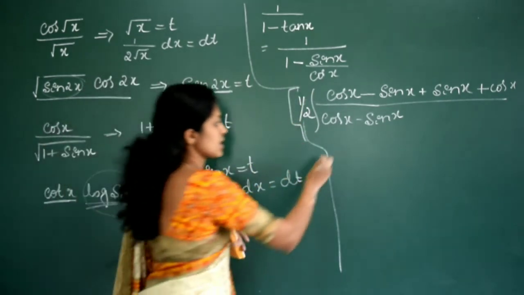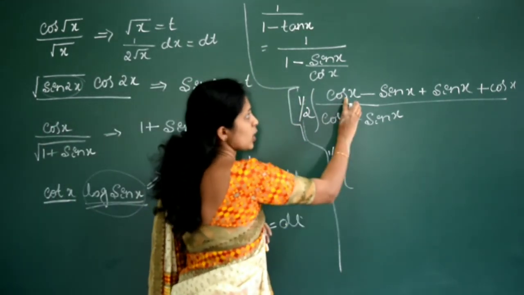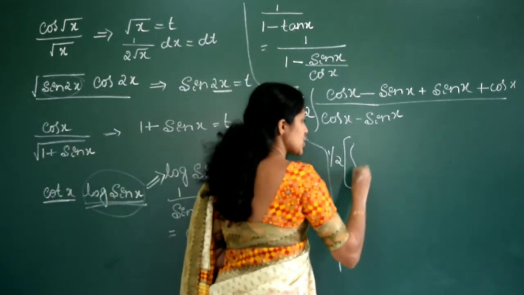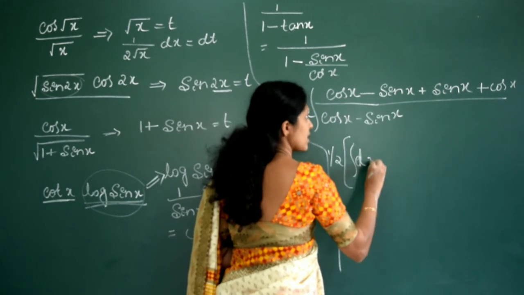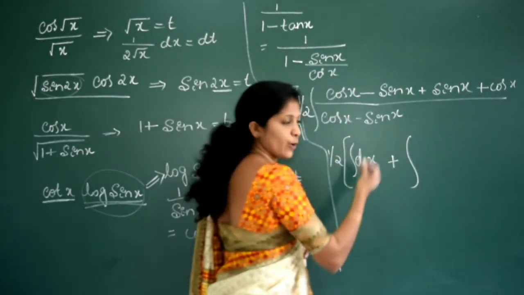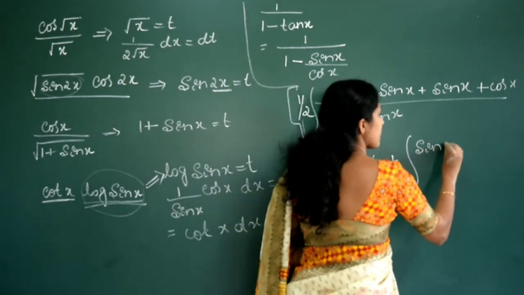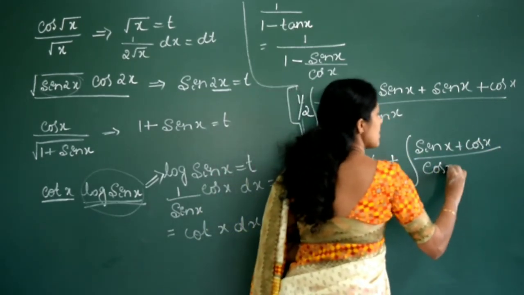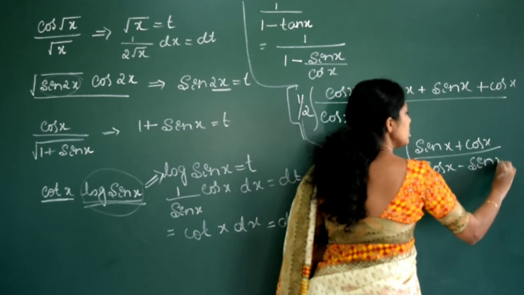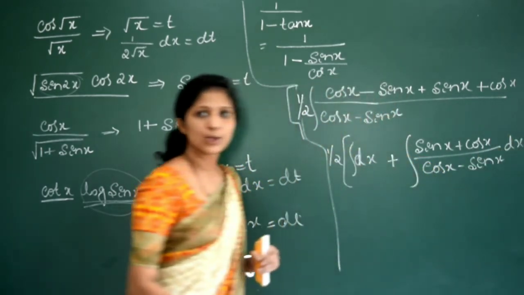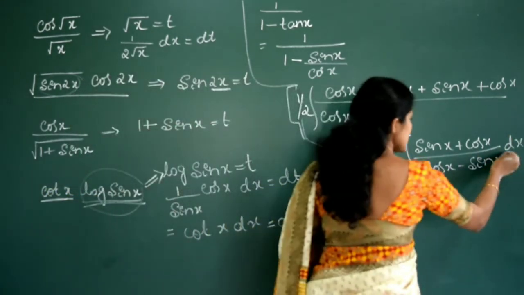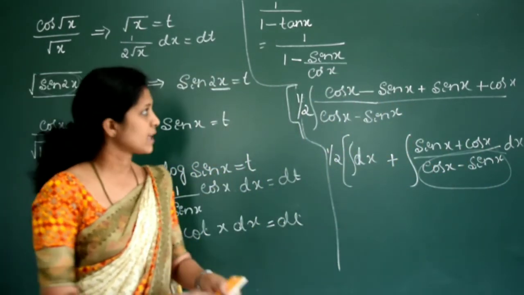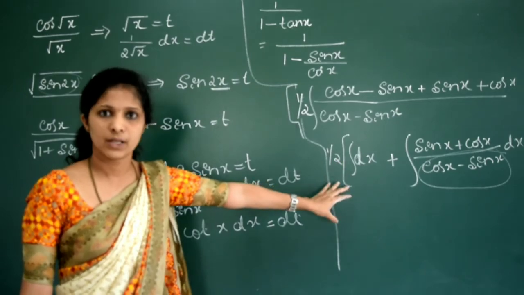So now we can split this. 1 by 2 into, complete this, okay? Cos x minus sin x divided by cos x minus sin x will be equal to integration of 1 into dx. And that is plus integration of sin x plus cos x divided by cos x minus sin x, right, into dx. Here what you have to do? You have to give the substitution for denominator, that is cos x minus sin x is equal to t. Substitution you have to give, then you have to simplify. Similar problem is there in the example, okay?